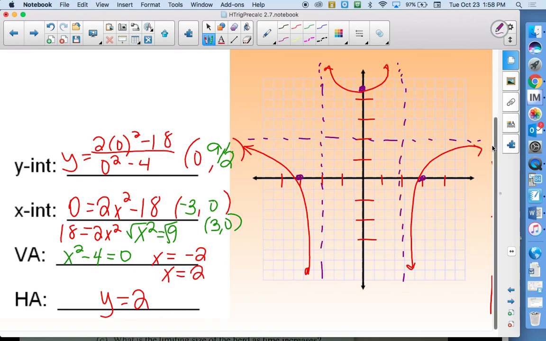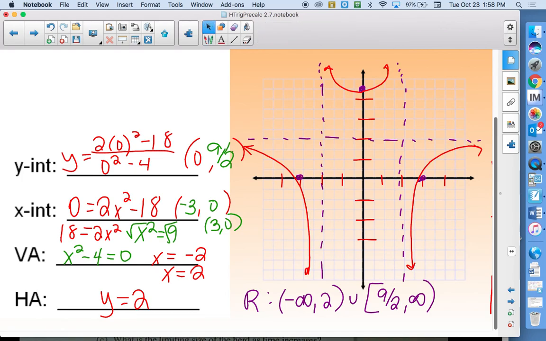And I'm just going to quickly talk about the range of this one. It's -∞ to +2. What's the other part of the range? 9 halves. Yeah, or you could say 4.5. 9 halves to +∞. Michael, what goes around them? A bracket on the 9 halves. Nice. Bracket, because it's an actual point of the graph. It's the lowest point of that parabola. And then the infinity gets the parentheses.